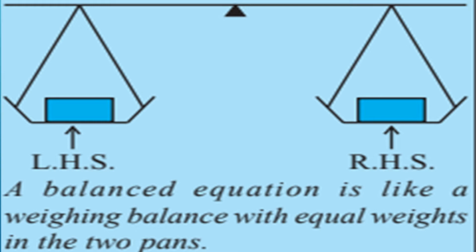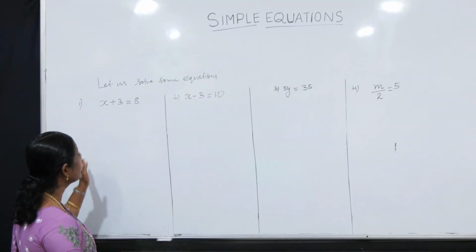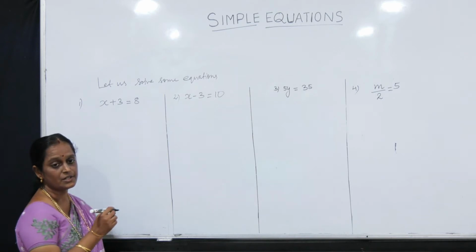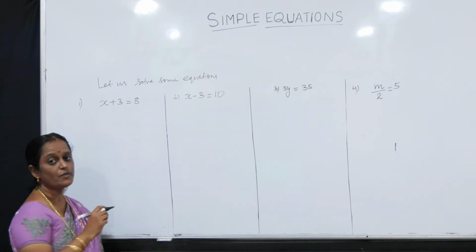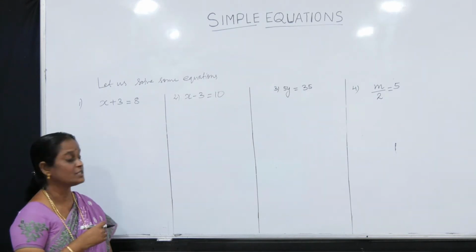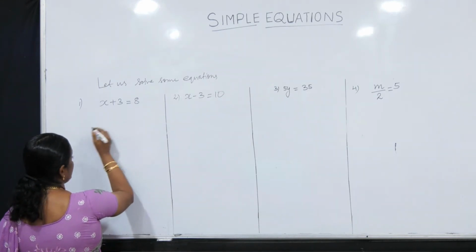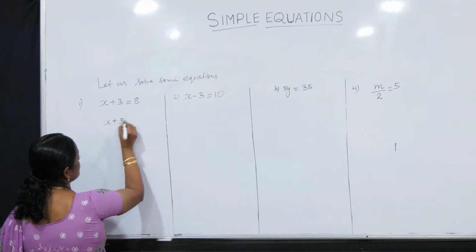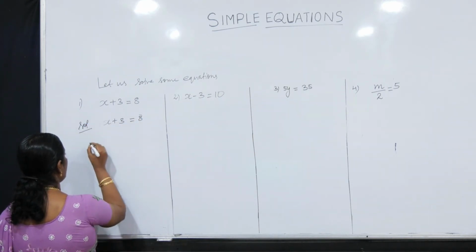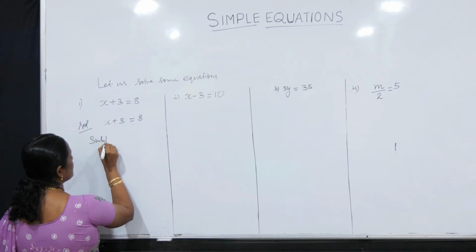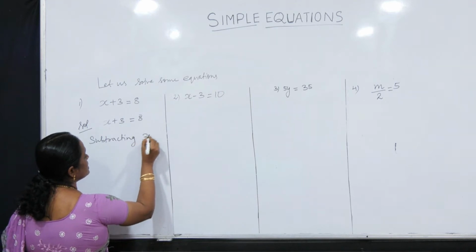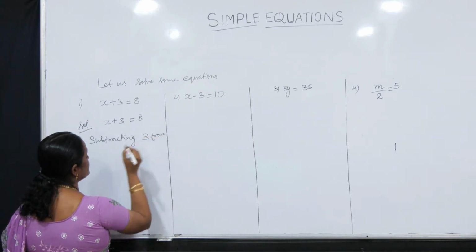Equal weight will be in both pans. Students, now let us solve some equations here. The first one is x plus 3 equal to 8. So we will follow the rules that we have studied and solve these equations. So first here, x plus 3 is equal to 8. Here we will subtract 3 from both sides of the equation.